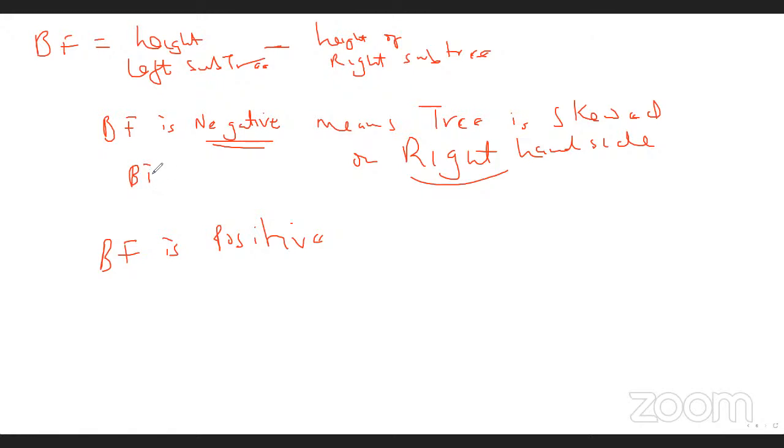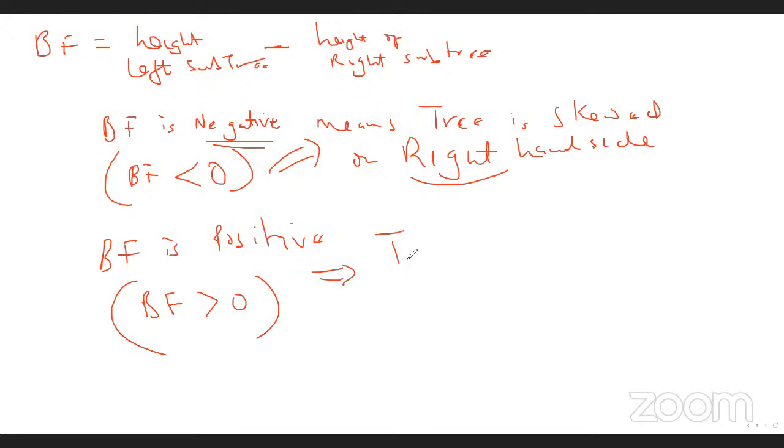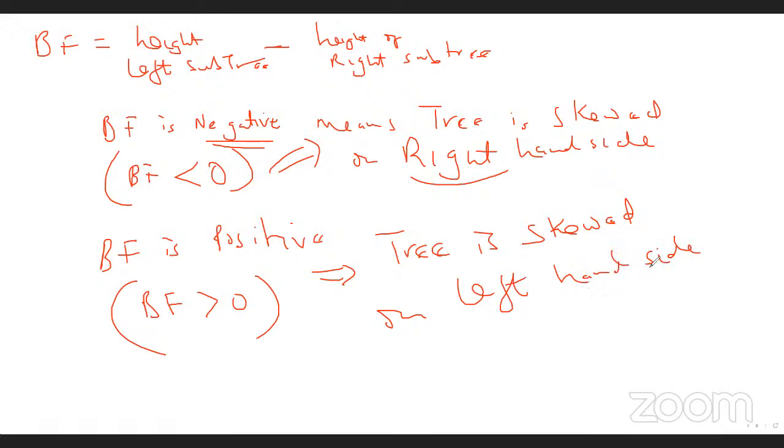So here we say BF less than 0, which means that it's negative. If BF is greater than 0, which means it's positive, the tree is skewed on the left side. And you'll see why this is important, why we want to have this kind of formulation. So now we know that if the balance factor is negative, the tree is skewed on the right hand side, and if BF is positive, the tree is skewed on the left hand side. Let's do a couple of things now.